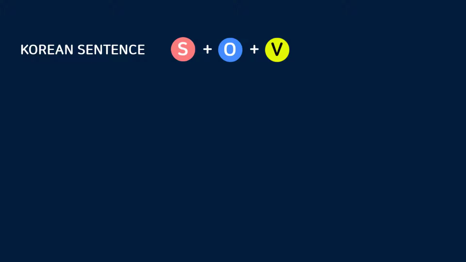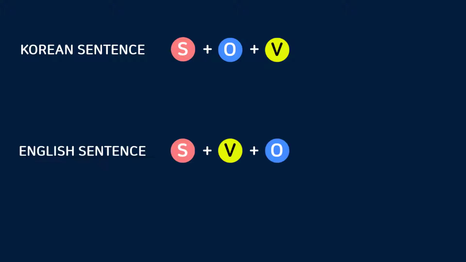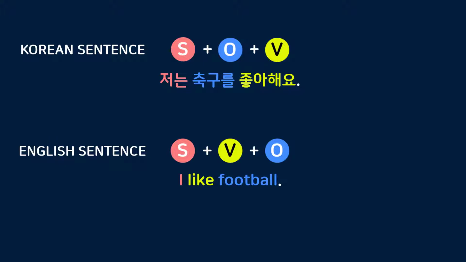Now the basic word order of Korean sentences is subject plus object plus verb. And this differs from English, as English sentences follow subject plus verb plus object pattern. So in English, we would say, I like football. So we have the subject I, the verb like, and the object football. However, in Korean, to say the same sentence, we would say, 저는 축구를 좋아해요. So we have the subject 저, the object of the verb 축구, and the verb 좋아해요. And this is the basic word order of Korean sentences.